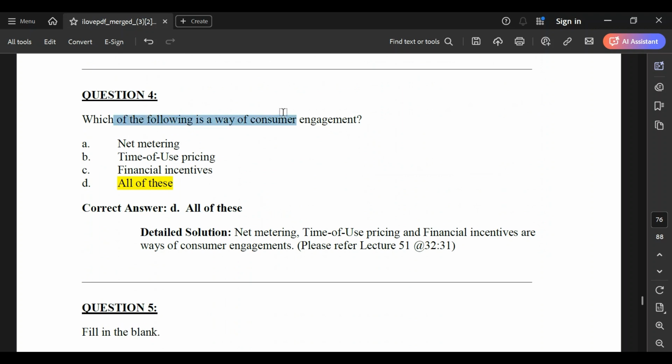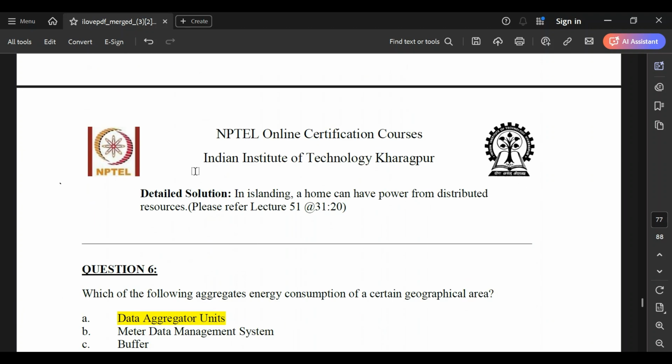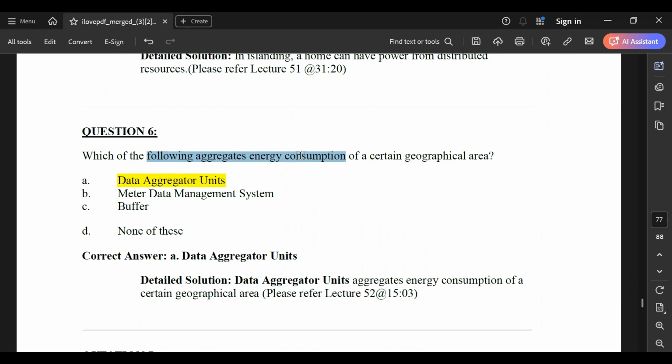Which of the following is a way of consumer engagement? It is net metering, time of use pricing, financial incentives. So all of these options are correct. Dash in a home can have a power form of distributed resources. So islanding is used there. So you can have the B option only. Which of the following aggregates energy consumption of a certain geographical area? So data aggregator units are there.